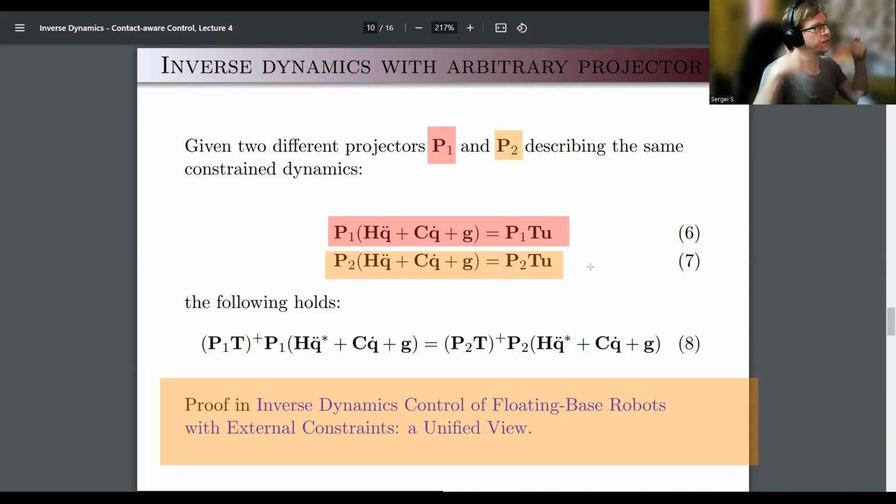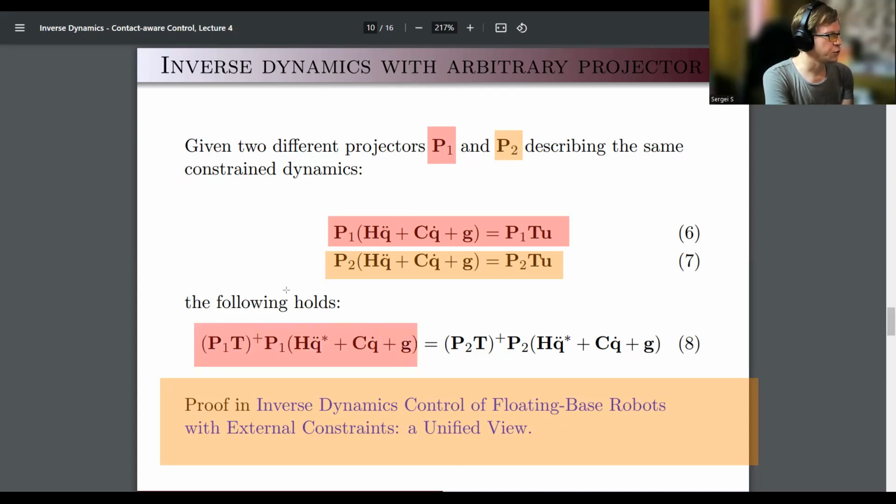Okay, so you have the same dynamical system. By same dynamical system, I mean there is the same relation between the higher derivatives, control input, and so forth. So the solutions will be exactly the same from the same initial conditions. Just the form is different. So if there exist two such projectors, the following is true. The inverse dynamic solution given the first system would be equal to the inverse dynamic solution given the second system.